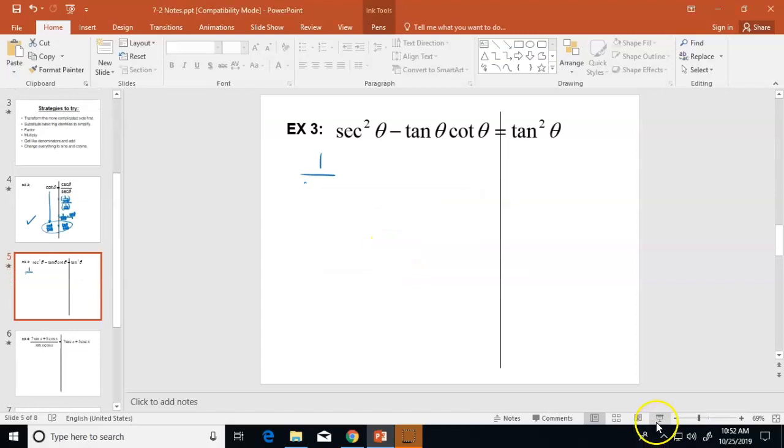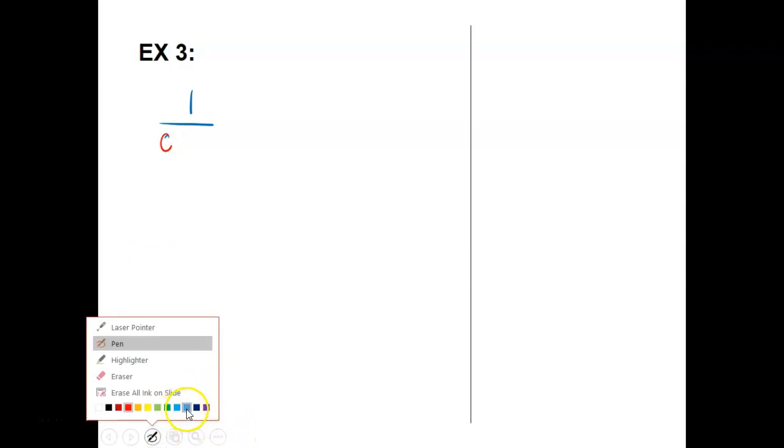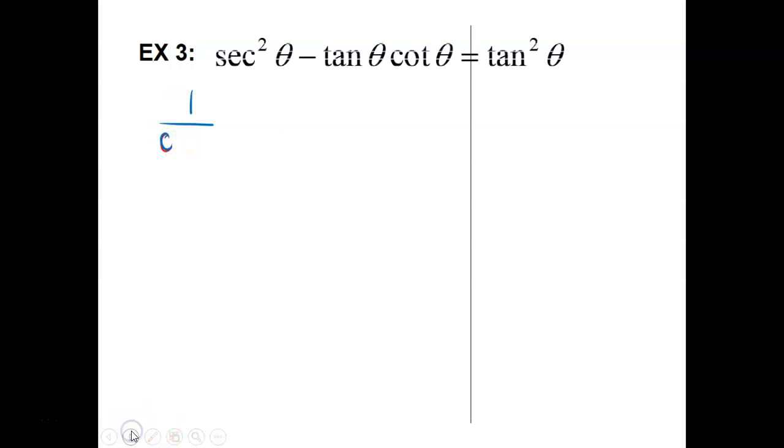What have I done? Okay, there we go. I've switched colors too. Good gracious.